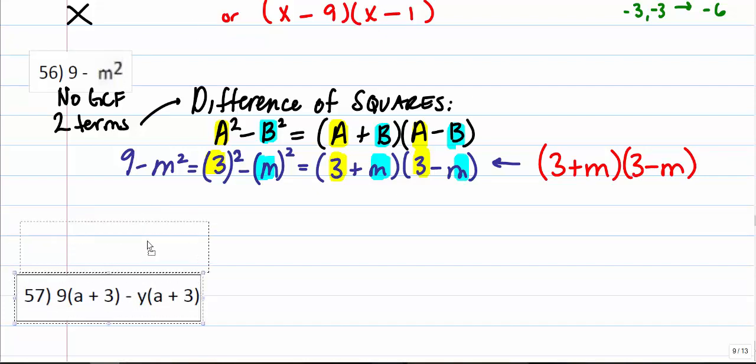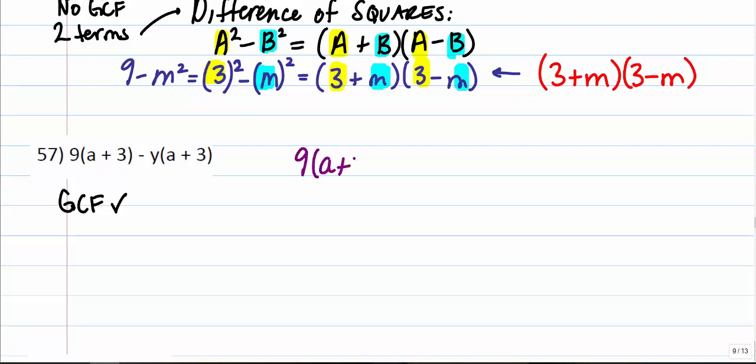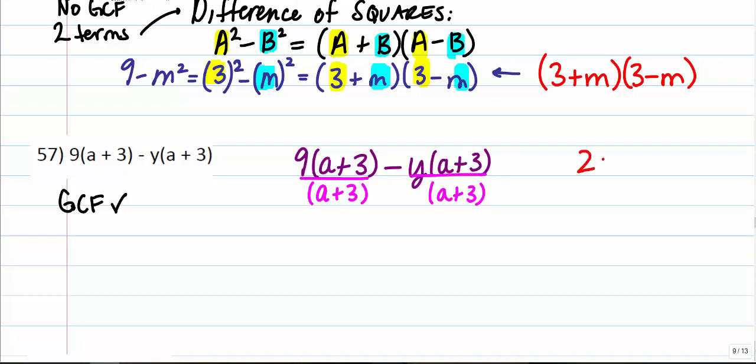All right, now 57, again, the question is, is there a GCF? And there is a GCF. Do you see how both of these have a plus 3? So if I were to divide out my a plus 3 from each of these, just like I did up there with 2x squared minus 6x, how I divided out the 2x, remember that? Same thing. It's just here what I'm dividing out is bigger, or it's bigger looking.